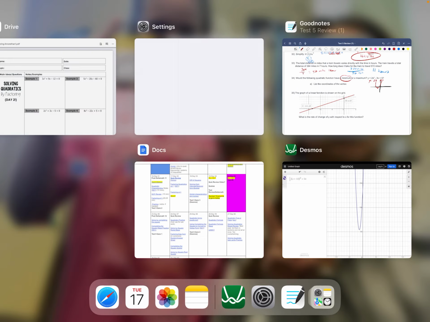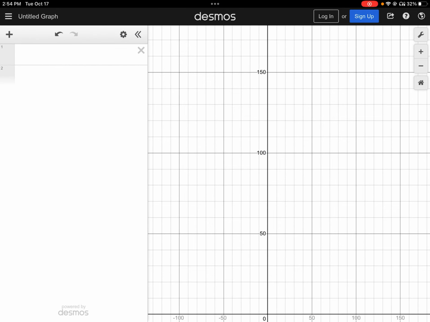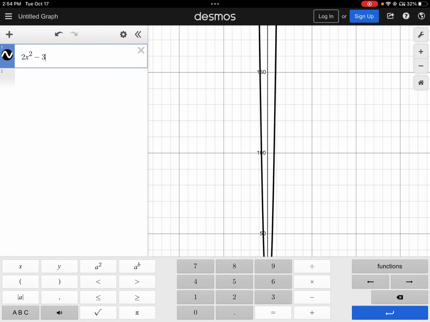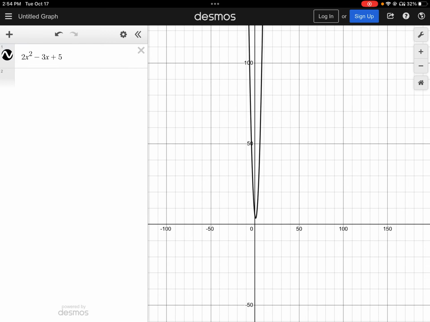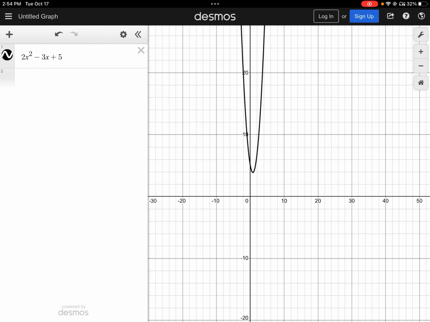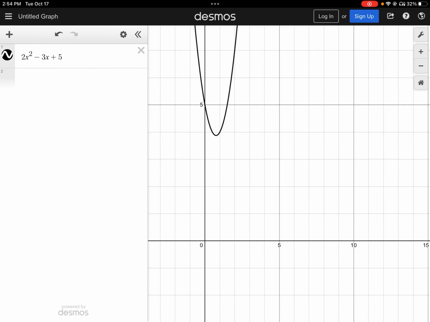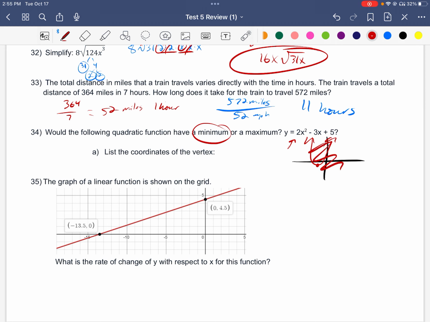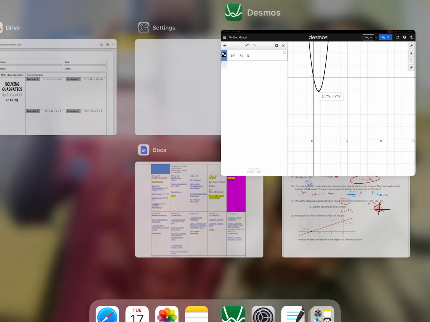Well, I guess I do have to type it in Desmos. So 2x squared minus 3x plus 5. And we can see that the vertex is right there at 0, 5. That's the lowest, or no, not 0, 5. That's the y-intercept. Ignore that. 0.75, 3.875. So we'll do that. 0.75, 3.875.